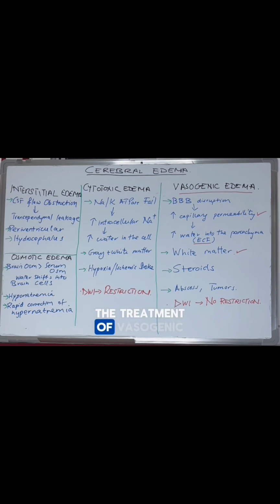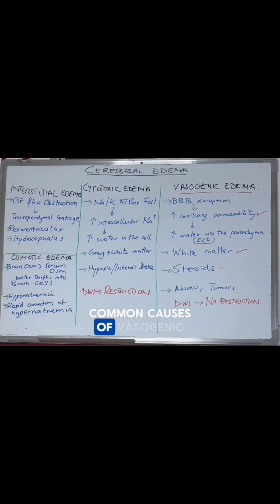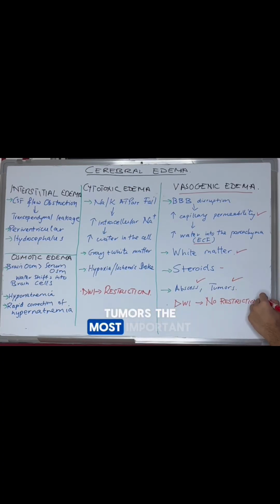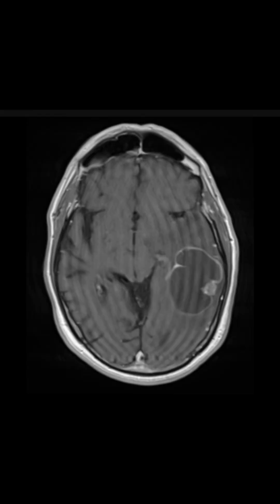Primarily, the treatment of vasogenic edema is corticosteroids. Common causes of vasogenic edema include abscesses and tumors. The most important thing is, on diffusion-weighted imaging, vasogenic edema does not show any restriction of diffusion.